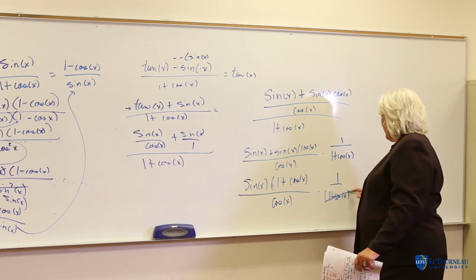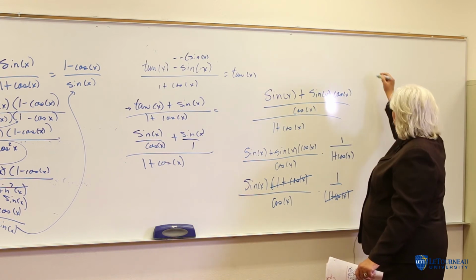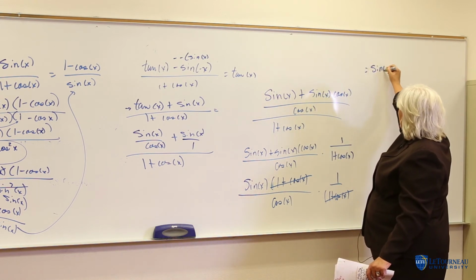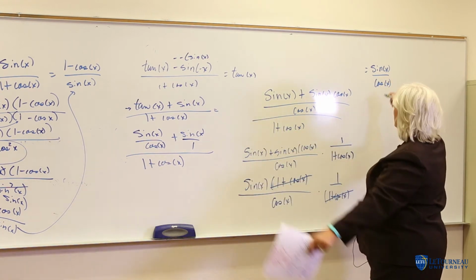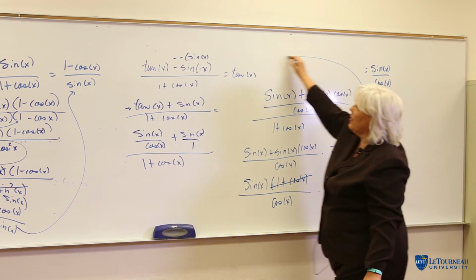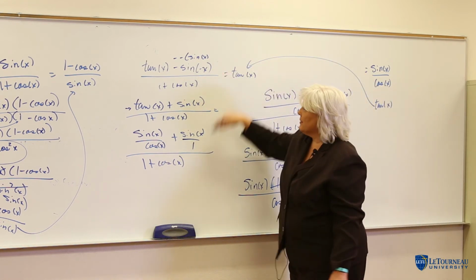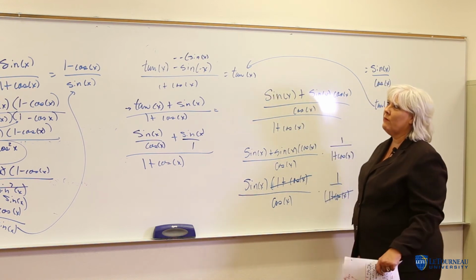So guess what? That cancels, which leaves me sine x over cosine x. Go to your identity: sine x over cosine x is tan x. So I have verified that, after all this manipulation, this is the same thing as tan x. And that's what I'm doing. I'm verifying that.